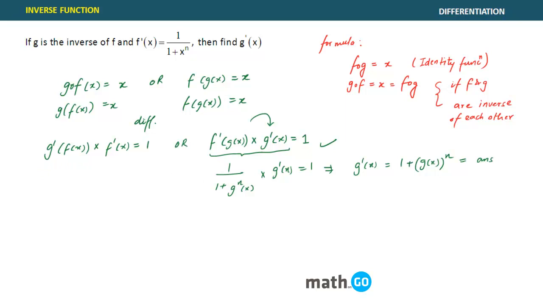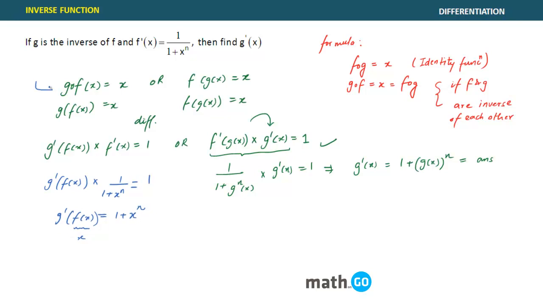If I have to tell you how you will solve the other way, let's see. It becomes g dash f x into f dash x. We know that the value of f dash x is 1 plus x raised to power n, so it becomes g dash f x is equal to 1 plus x raised to power n. But we wanted g dash x, so you want this f x to be replaced by x. How can you do this?